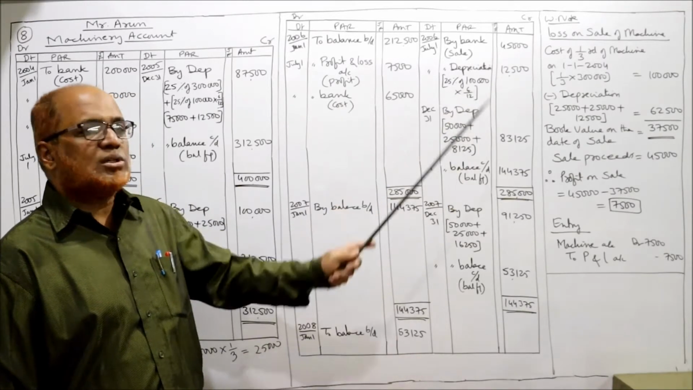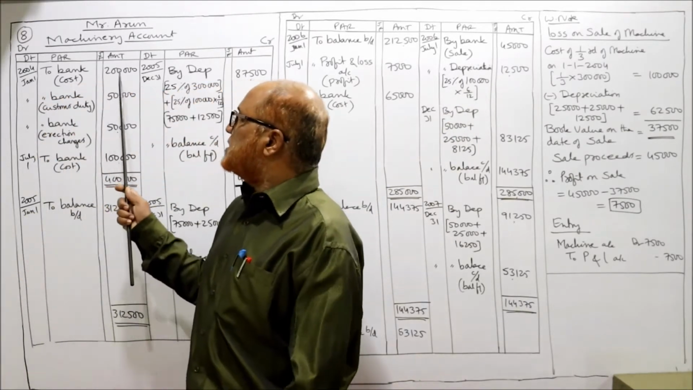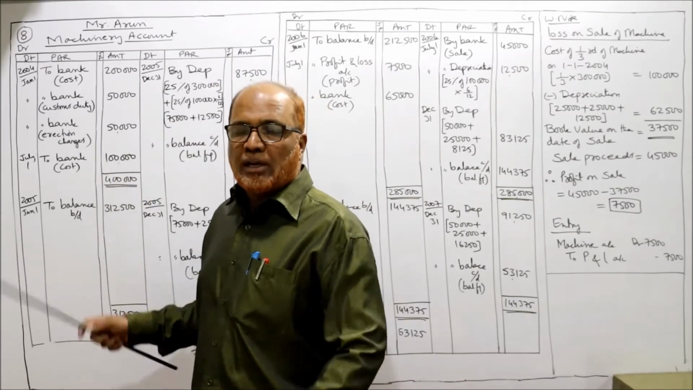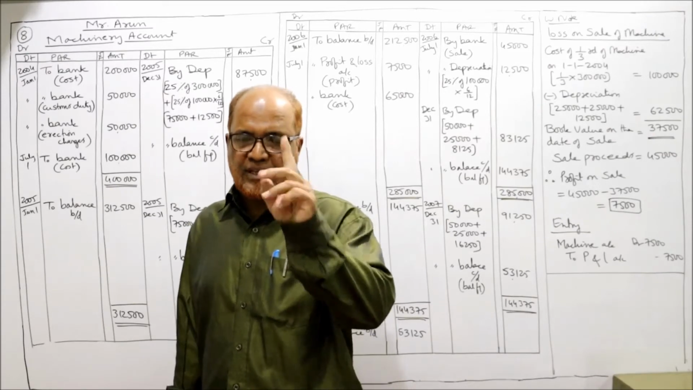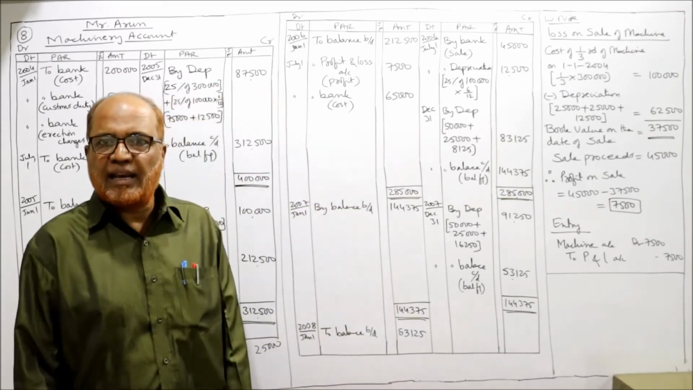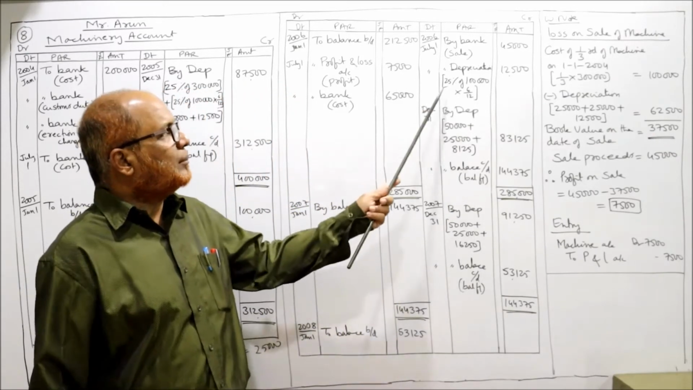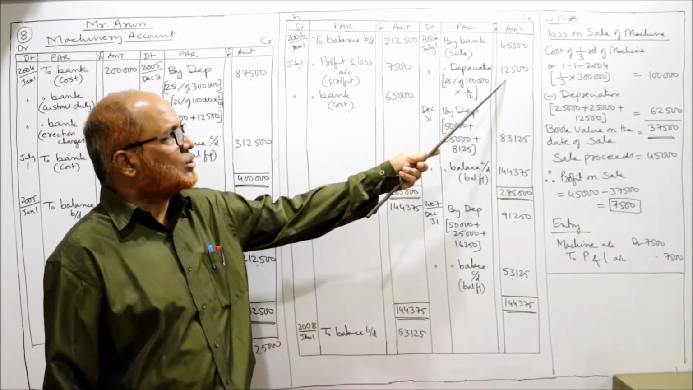So here I have written 25% of 1 lakh into 6 by 12. 1 lakh is the cost because the total cost is 3 lakh. Total cost of the first machine is 3 lakh. 1/3 of 3 lakh is 1 lakh. So 25% of 1 lakh into 6 by 12, 12,500.